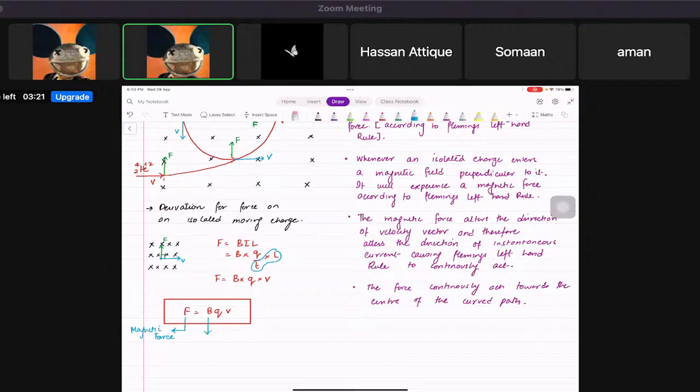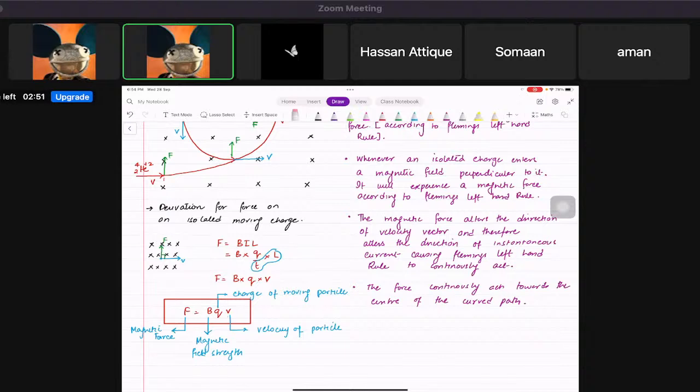This is basically magnetic field strength, and this is the charge, the charge of the moving particle. This is important because it should be moving, otherwise it would not feel any force. And v is the velocity of the particle, whatever that particle is.